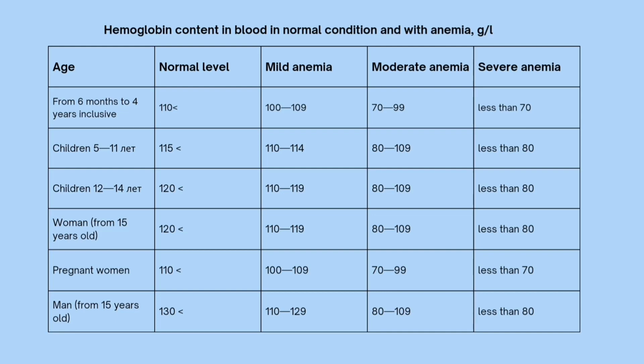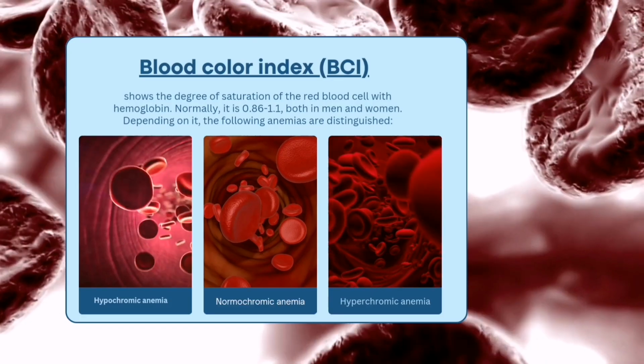Children 5-11 years old, more than 115. Children 12-14 years old, more than 120. Women from 15 years old, more than 120. Pregnant women, more than 110. Men from 15 years old, more than 130. And we also have anemia stages: mild anemia, moderate anemia, and severe anemia. By age, these numbers change. Mild anemia and moderate anemia, I will ask.